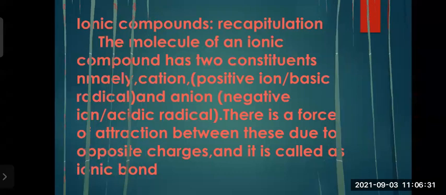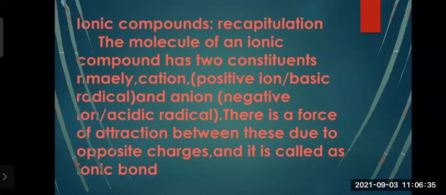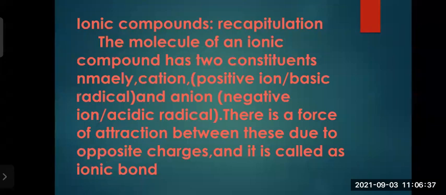So let's have a recapitulation for the ionic compounds only. Ionic compounds recapitulation. That means we are revising it. The molecule of an ionic compound has two constituents, namely the cation, that is a positive ion, or basic radical, and the anion, that is a negative ion or acidic radical.